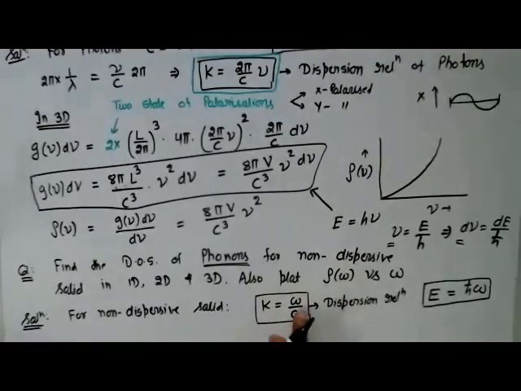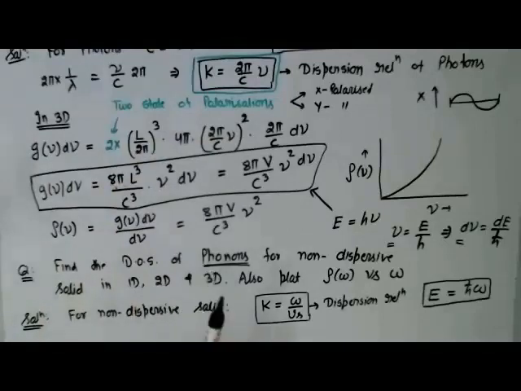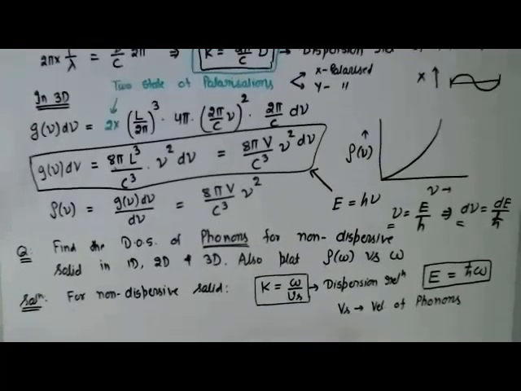I'm sorry, here instead of c, you change it, instead of c I use the symbol Vs. Because in the case of photons, they travel with speed c, the velocity of light. But phonons have a lower velocity than the velocity of light. So this Vs here is called the velocity of phonons. In a solid, the same thing is also called the velocity of sound.